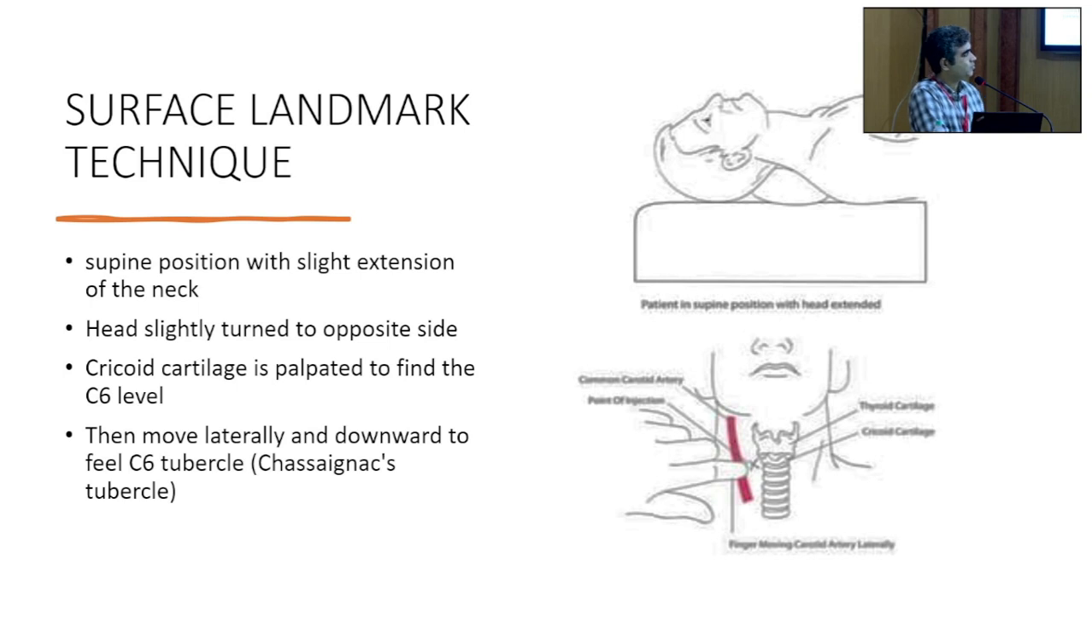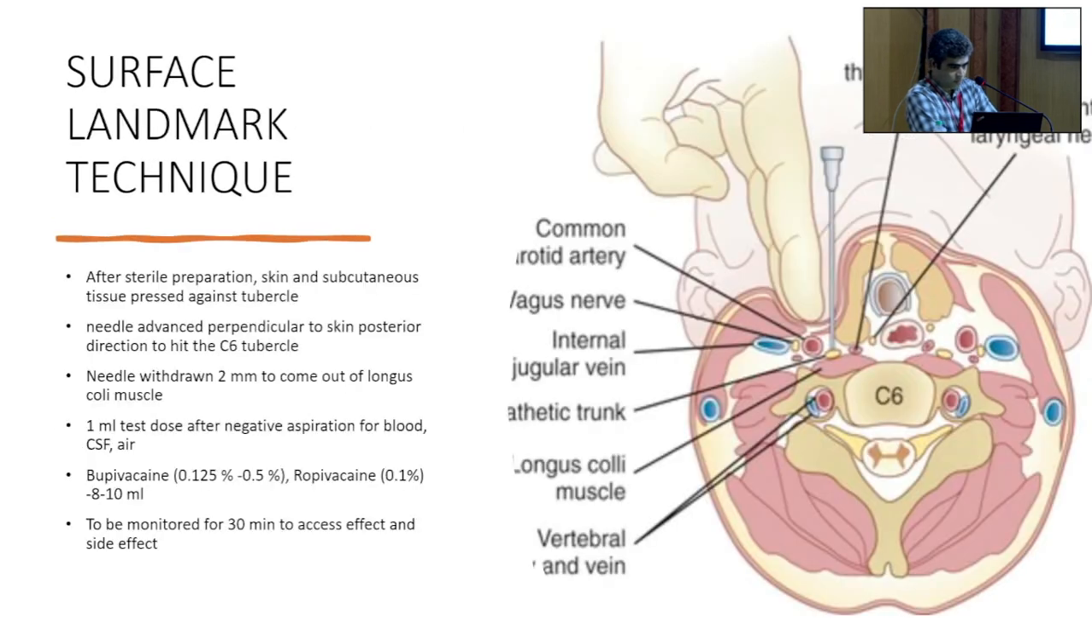So what is the position of the patient? Then the cricoid cartilage is palpated to find the C6 level. We then move laterally and downwards to feel the C6 tubercle with the finger compressed. Skin and subcutaneous tissue are pressed against the tubercle. The needle is advanced.